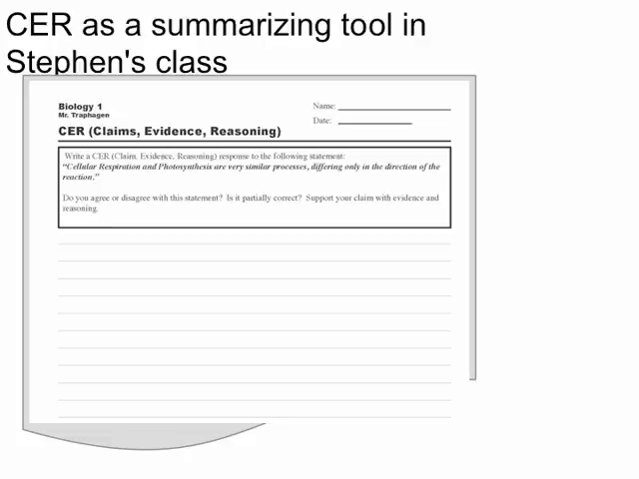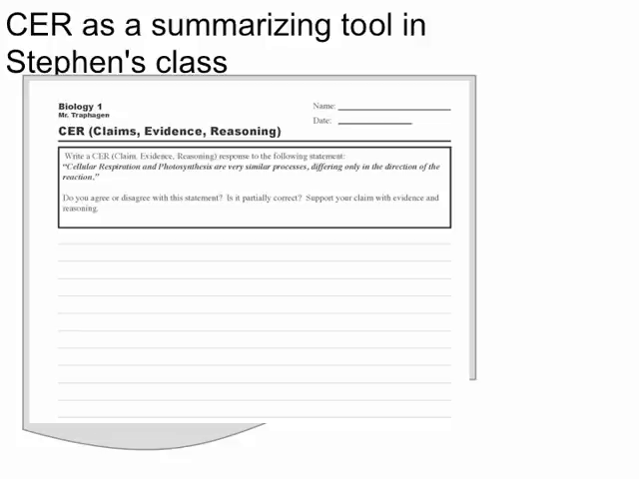So the claim: cellular respiration and photosynthesis are very similar processes, differing only in the direction of the reaction. The student's response to that, their claim, is either going to be yes, comma, complete sentence, or no, comma, complete sentence. And then they would support their claim with evidence and reasoning.